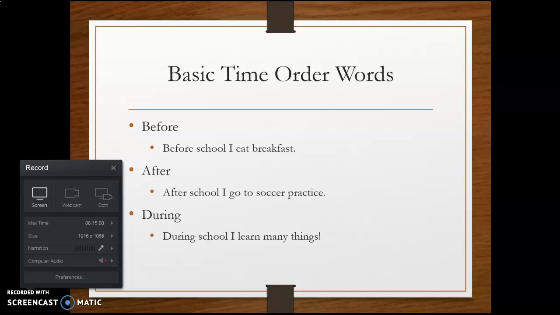After. After school, I go to soccer practice. Remember, after is going to be the next thing that happens. So once school is completed, I go to soccer practice. And during is what's happening at the same time. So during school, I learn many things. School and learning are happening at the same time.